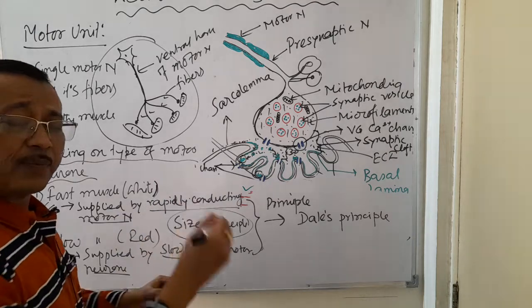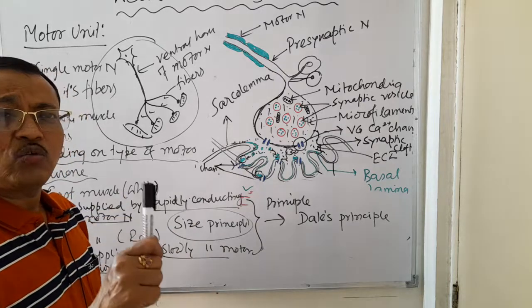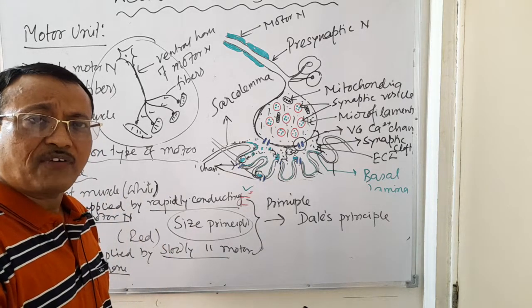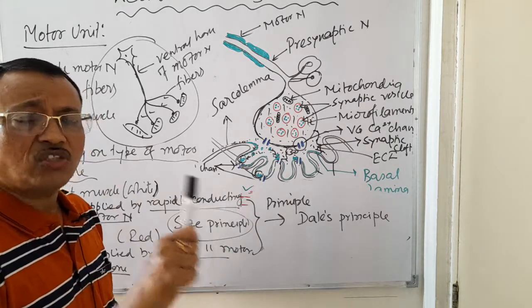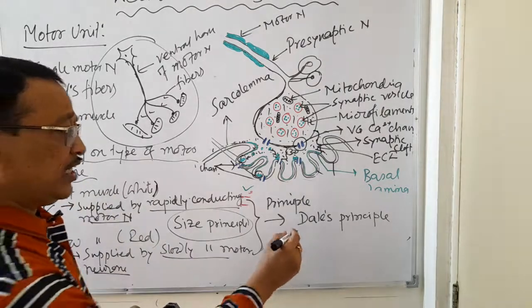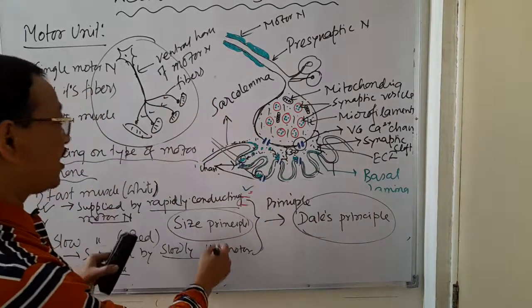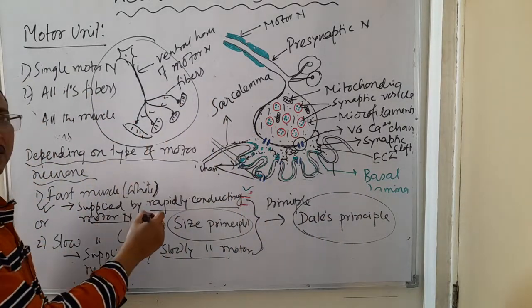And another principle is that a single motor neuron will supply a single type of the muscle fiber, either fast or slow, never mixed. And that principle is known as the Dale's principle. So two principles are related with this motor unit.